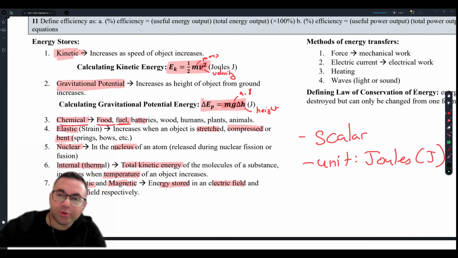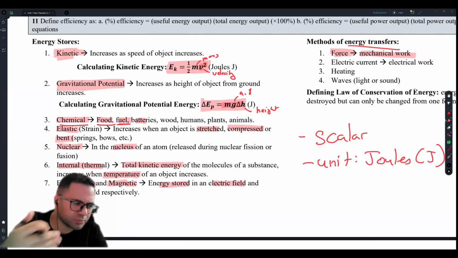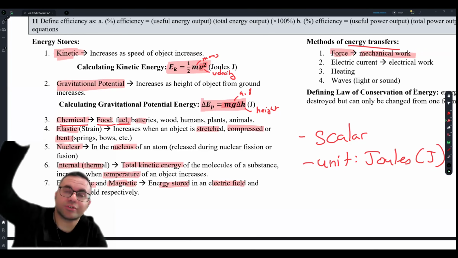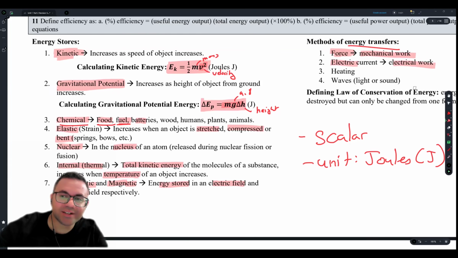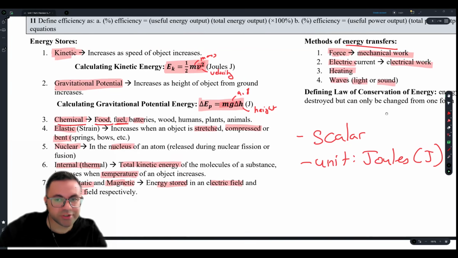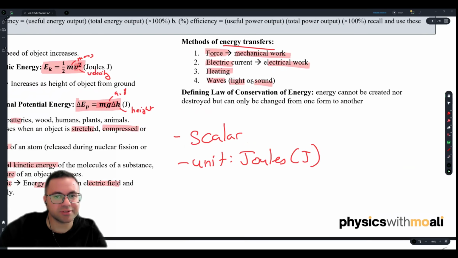Okay. How do we transfer energy? Forces are the primary method of transferring mechanical energy. We call it work, doing mechanical work. When you apply a force on an object, it moves, and it gains kinetic energy, or maybe gravitational, or elastic when you stretch it. Electrical currents transfer electrical energy. Heating transfers thermal energy. Waves transfer light or sound energy. So all of these are just different methods of transferring energy.